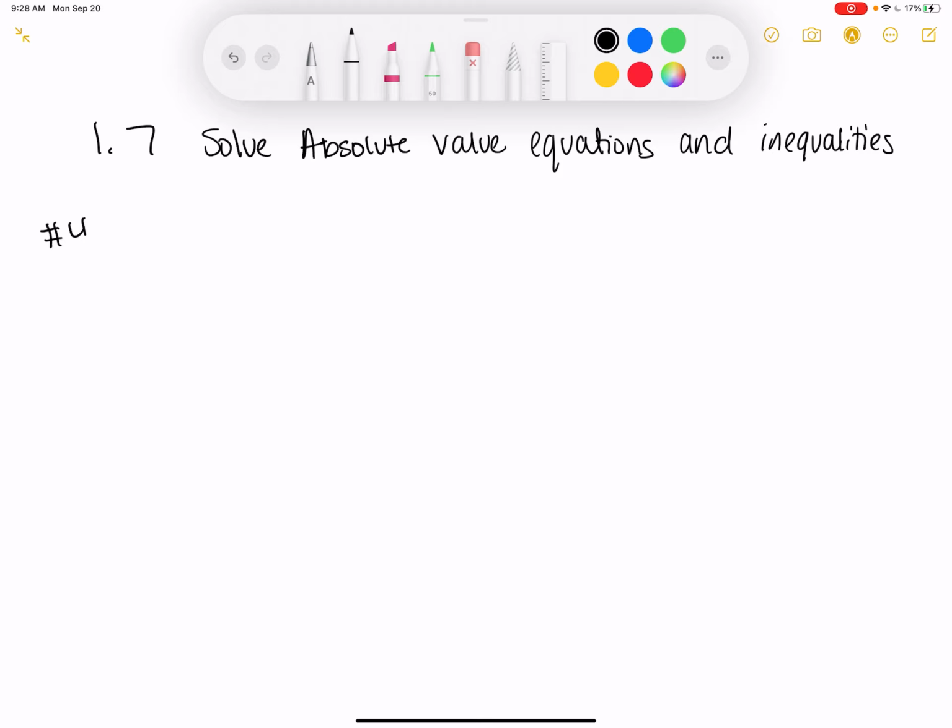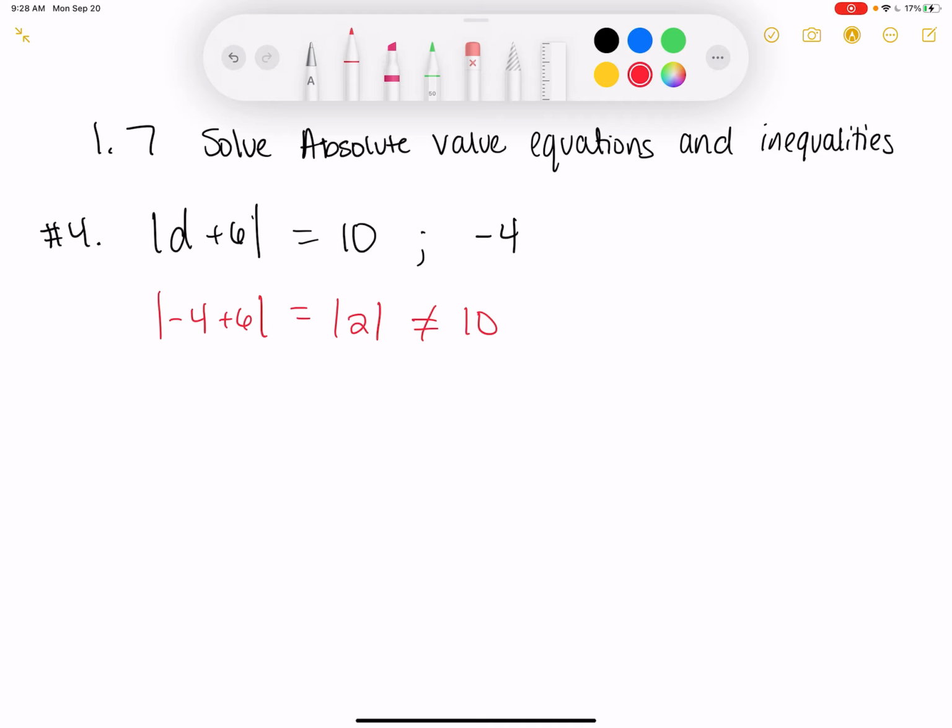So we'll start with number 4. Okay, so these ones say to decide whether the given number is a solution of the equation. So the absolute value of d plus 6 is equal to 10, and the number is -4. Okay, so if we plug -4 in for d, -4 plus 6 is equal to what? 2. So the absolute value of 2, which is not equal to 10, so it is not a solution.